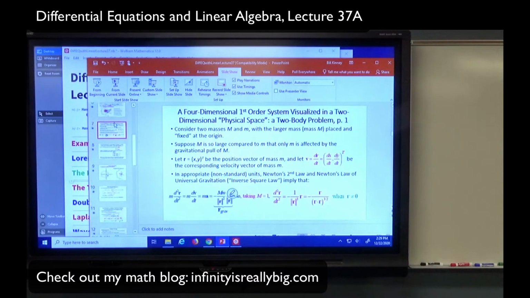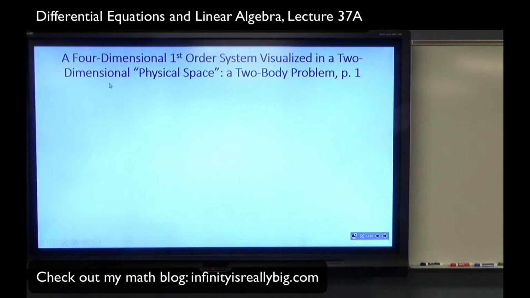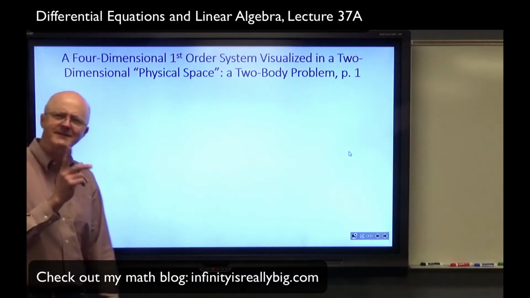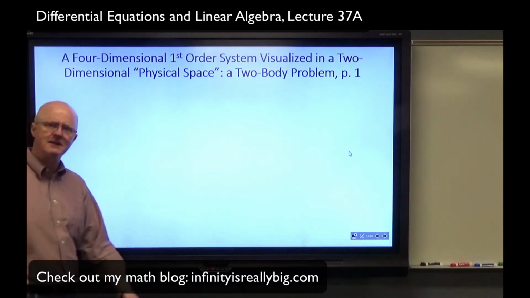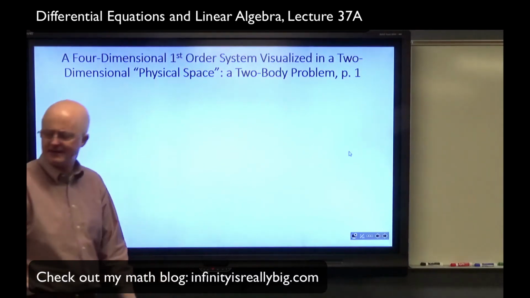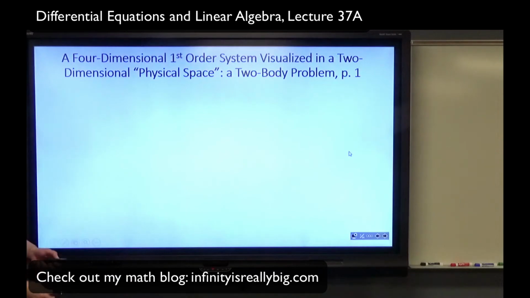Let's talk about the two-body problem. It's a four-dimensional first-order system, actually. We can first think of it as a two-dimensional second-order system. And we can visualize it in a two-dimensional physical space instead of a phase space. I'll talk about the distinctions between those as we go here.